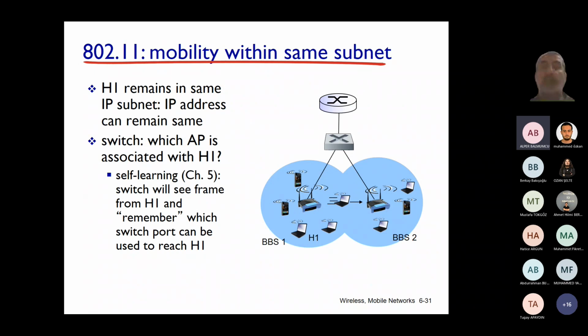Okay, so let's talk about mobility within the same subnet. Host 1 remains in the same IP subnet, so that's why the IP address can remain the same. But let's look at the switch, which access point is associated with host 1. We learned this, remember, in chapter 5 when we learned the self-learning topic.